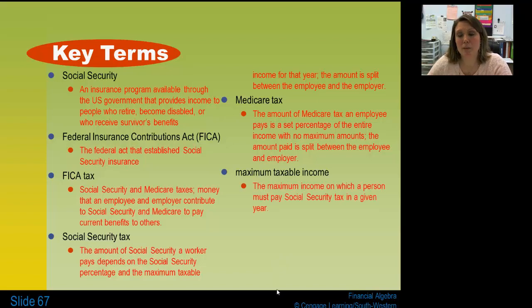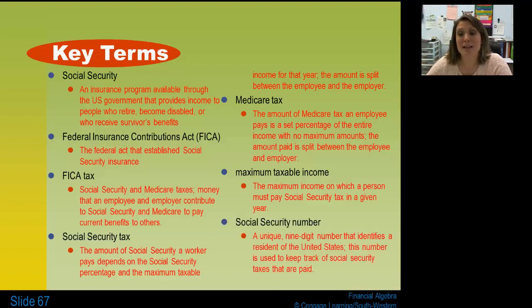Maximum taxable income is the maximum income on which a person must pay Social Security tax in a given year. Social Security number, everybody has one. This is a 9-digit number that identifies a resident of the United States. This number is used to keep track of Social Security taxes that are paid. It's extremely important that you keep this number confidential and don't share it with anybody, because it's also how you get credit cards.